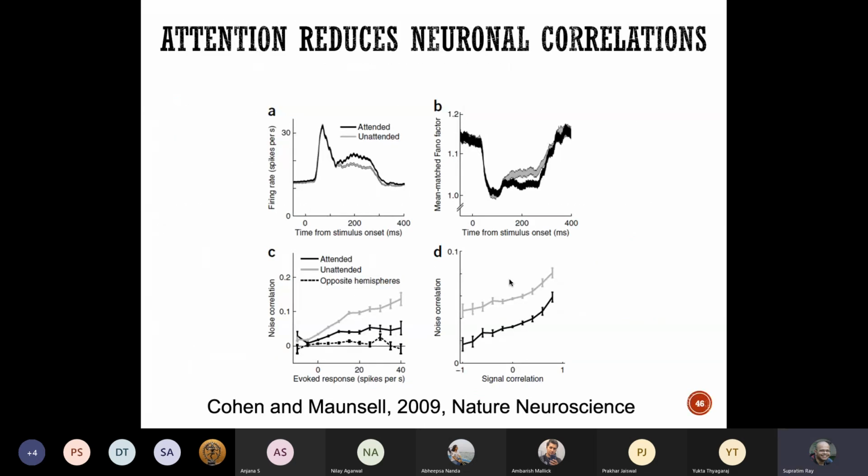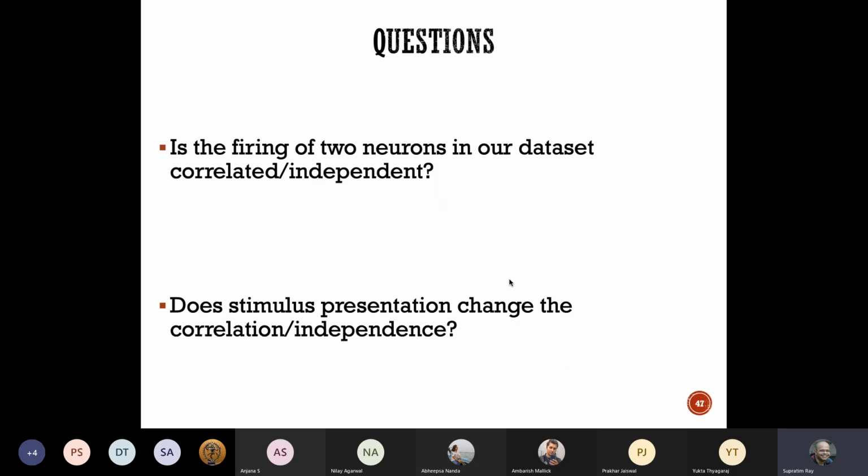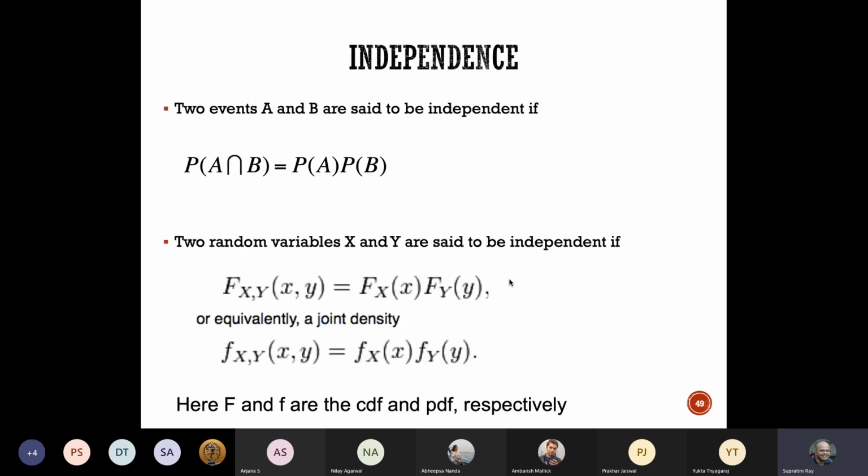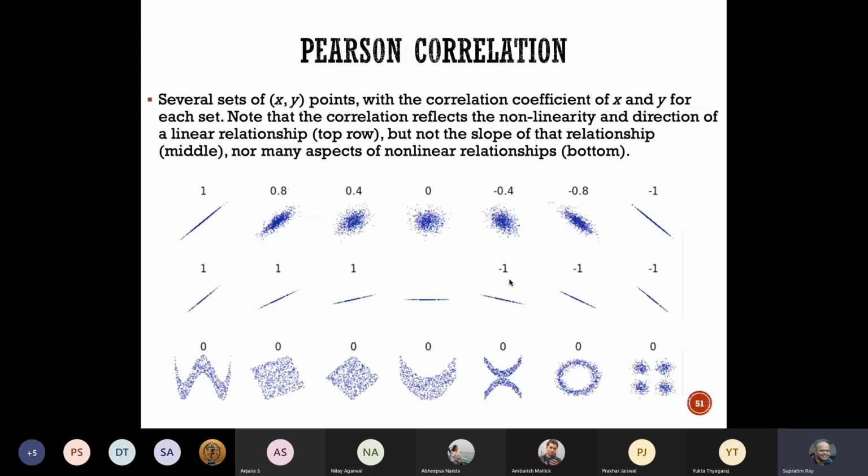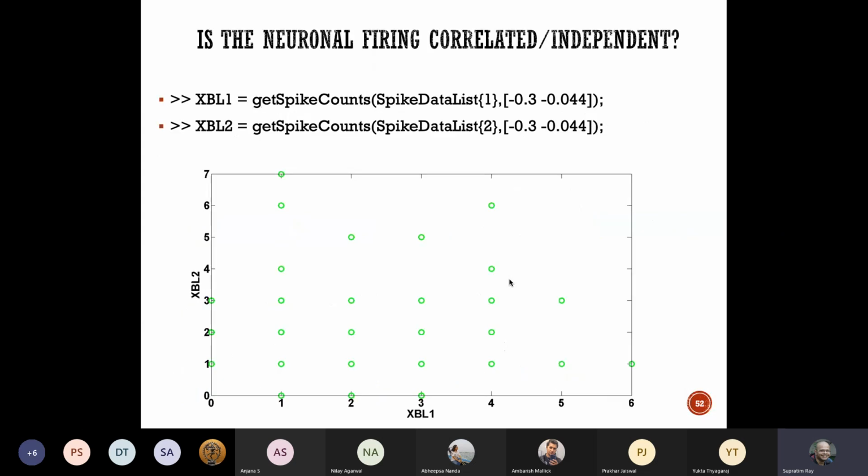We defined what correlations are and why they are important in neural recordings, or how they can influence the way neurons process information about the external world. In our data, we checked whether firing of the two neurons that we have is correlated or is independent? We looked at their definition. What does it mean for something to be independent and correlated? And we looked at the joint density function.